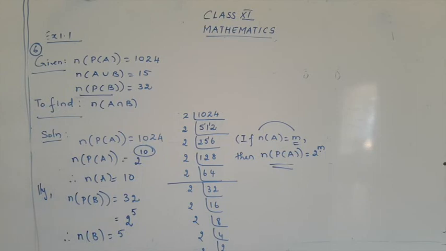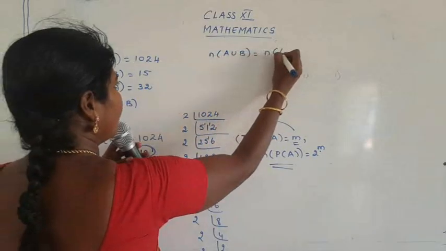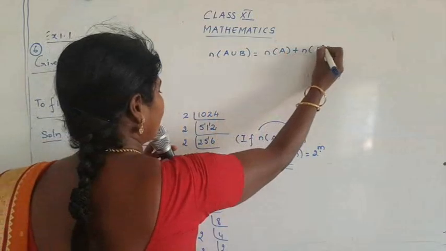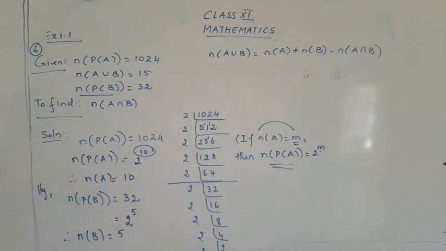So I have got the value of n of A, and also the value of n of B. Now what's the question? We have to find the value of n of A intersection B. And we have studied the formula: n of A union B is equal to n of A plus n of B minus n of A intersection B. This is the first formula that we studied in our 9th standard. So just substitute the values, whatever is known to us.